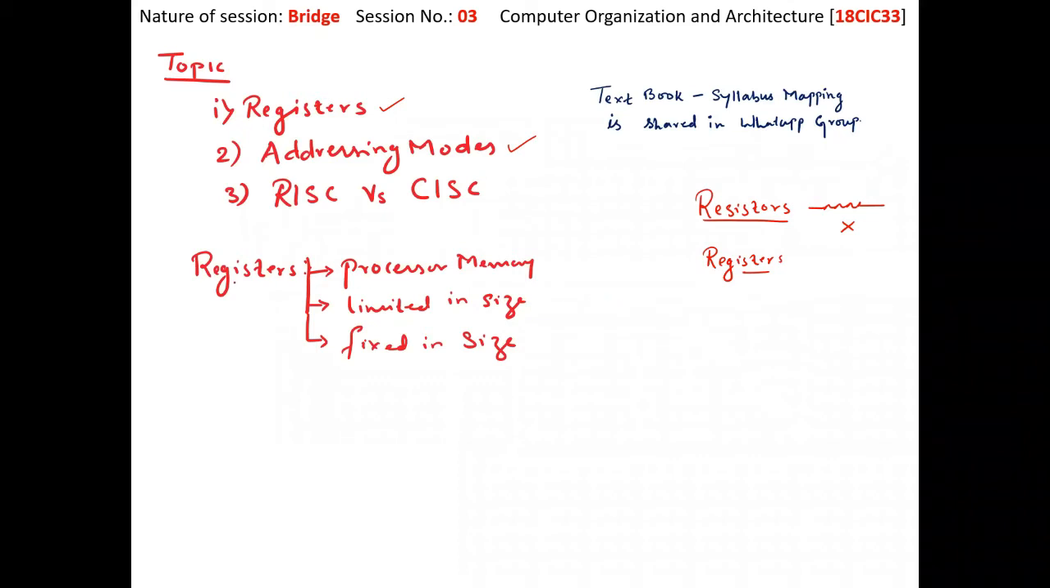So registers are like a kind of memory. Registers are a kind of memory. Now where is this memory present? This memory is present in the processor. Since it is present inside the processor, we call it by the name register. So it is not a normal memory, it is the processor's memory. Hence we call it a register.